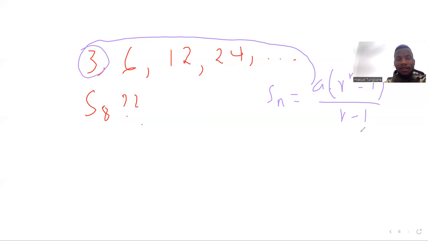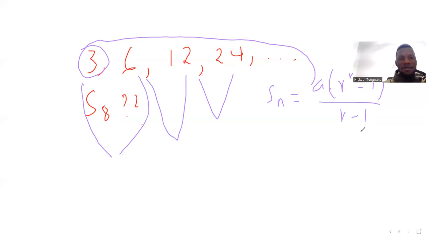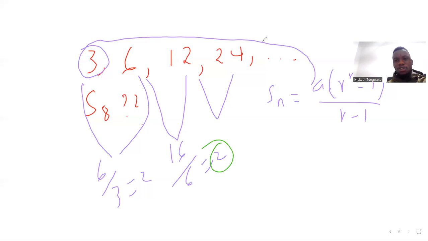We need to determine R. R, we know, is a ratio, right? It's the ratio of consecutive terms, right? So 6 divided by 3, that's 2. 12 divided by 6, that's 2. So then we know that our R is 2, right? So A is 3, and then R is 2.